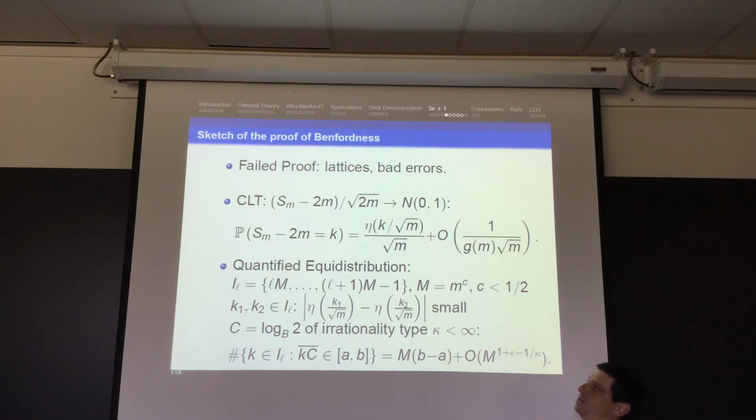Well, we can get around this by being a little bit more careful, and we need something called quantified equidistribution. So I said before, if alpha is irrational, then alpha mod 1 becomes equidistributed. Well, how quickly? What's your error? And this is where the algebraic structure of the number comes into play. I'm not going to go into too much detail here, but there's something called the irrationality type.